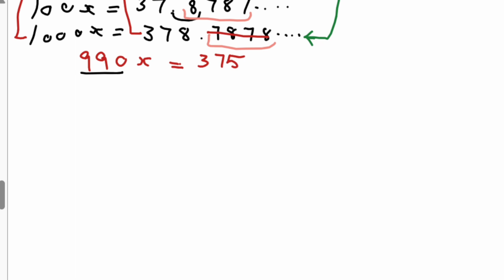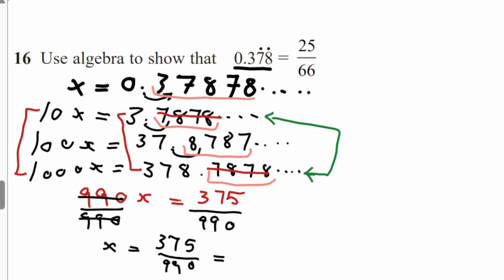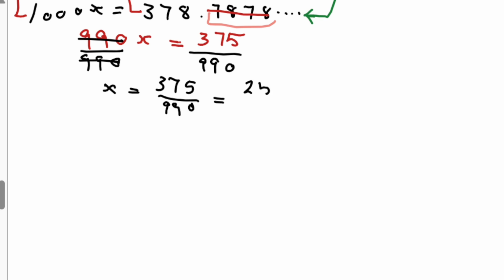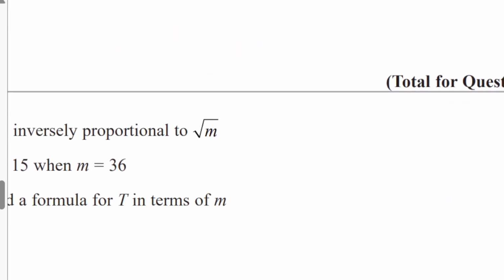Now we just need to find x, so we divide by 990, this cancels this, so you have x equals 375 over 990. Once you get to this point, write equals, and just write 25/66, and that's enough. If you plug it in your calculator, it will already give you the same number. So you don't need to reduce this step by step. No, that's a lot of work. Now this is it, and that's your full mark.